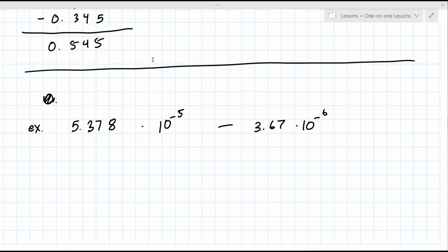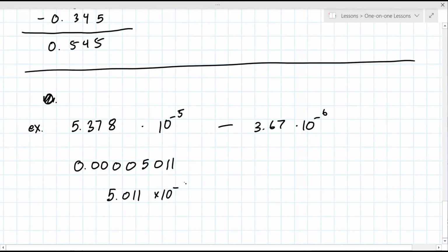0.00005011. Say that one more time. I didn't catch all that. 0.0000, so 4 zeros. Okay. 5011. Okay, so your instructor wants your final answer to be in scientific notation. This will be 5.011 times 10 to the minus 5.